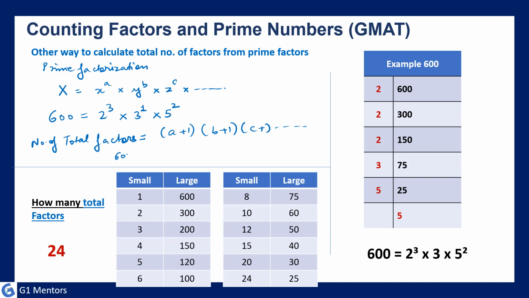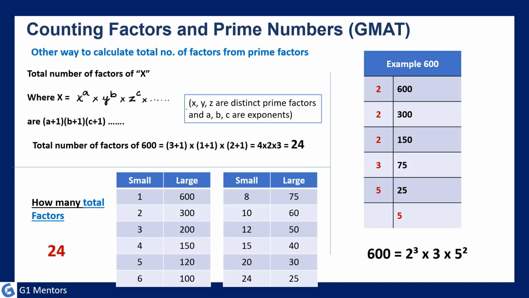So in case of 600, the total number of factors is equal to (3 plus 1) into (1 plus 1) into (2 plus 1), which is nothing but 4 into 2 into 3, which is 24, which is the same number as we see here. Okay, so this is another way to calculate the total number of factors from the prime factors.